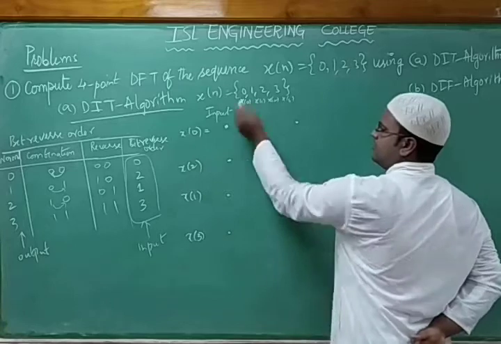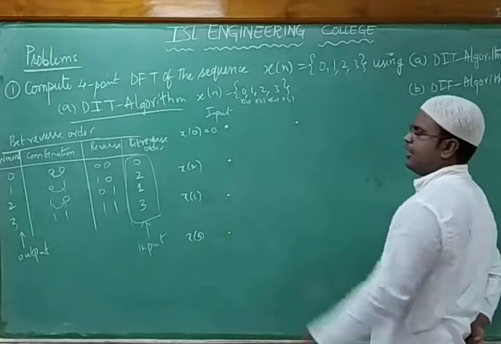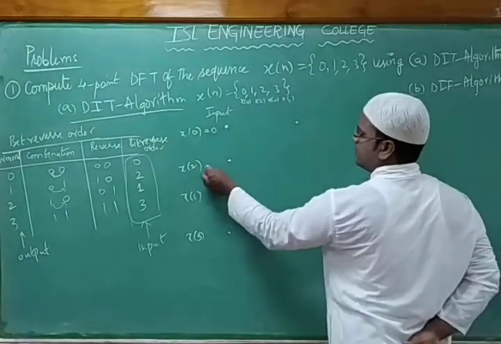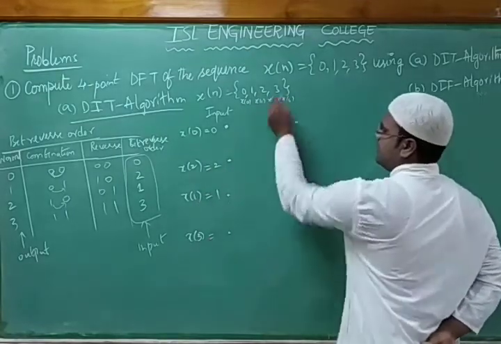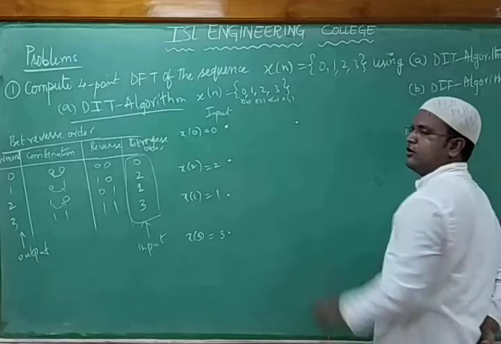What is X of 0? It's 0. X of 2 is 2. X of 1 is 1. X of 3 is 3. It's not necessary that they'll give 0, 1, 2, 3. They can give any number.